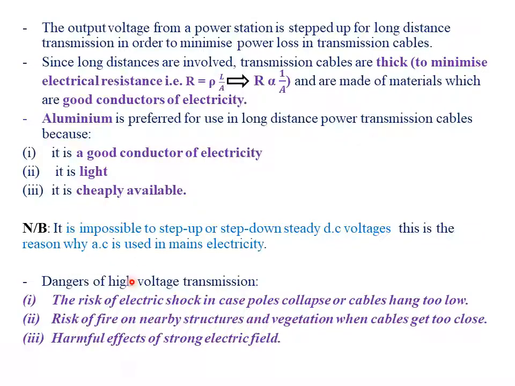Then we are saying that the dangers of high voltage transmission are the following. One, we have the risk of electric shock in case the poles collapse or the cables hang too low. Then the other danger, we have the risk of fire on nearby structures and vegetation when cables get too close. Then the third danger is that we have harmful effects of strong electric fields.